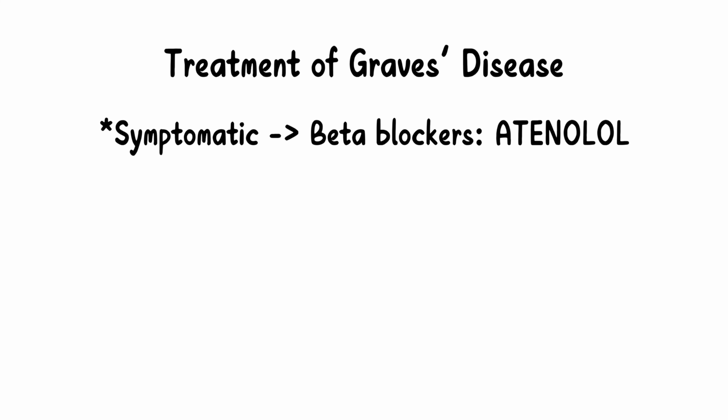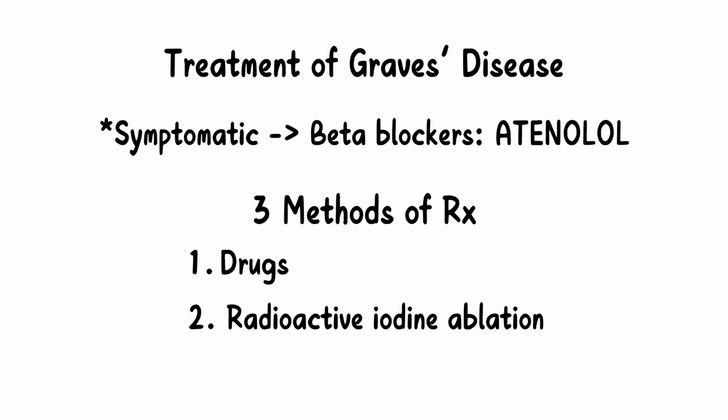Now let's move to the treatment of Graves' disease. If the patient is symptomatic, you can use a beta blocker such as atenolol to control symptoms. There are 3 ways you can treat Graves' disease. You can reduce the production of hormone using drugs, radioactive iodine ablation, or surgery.